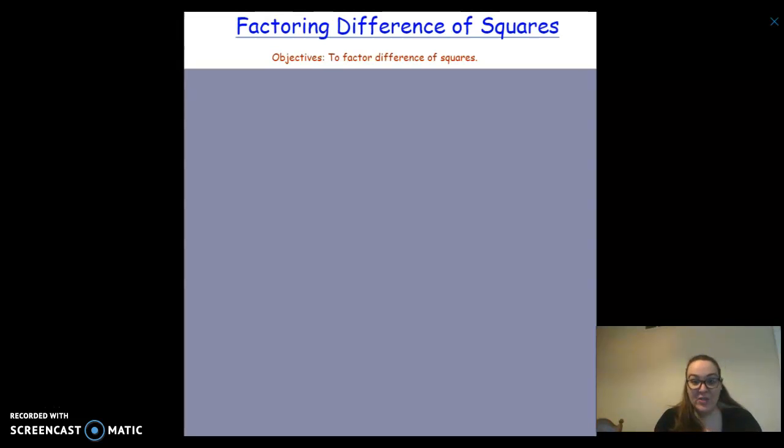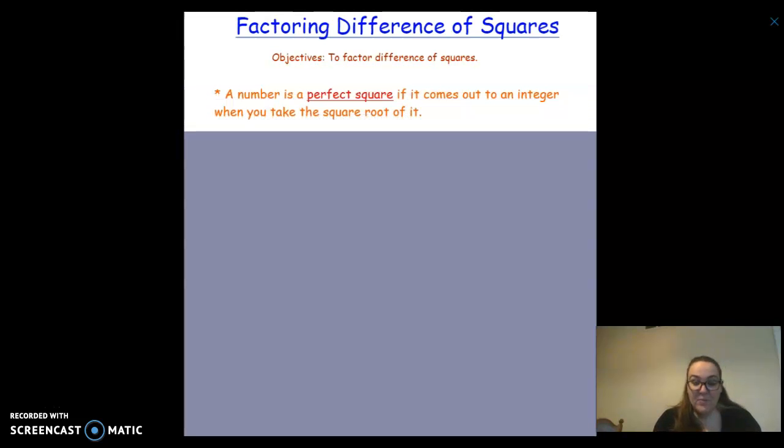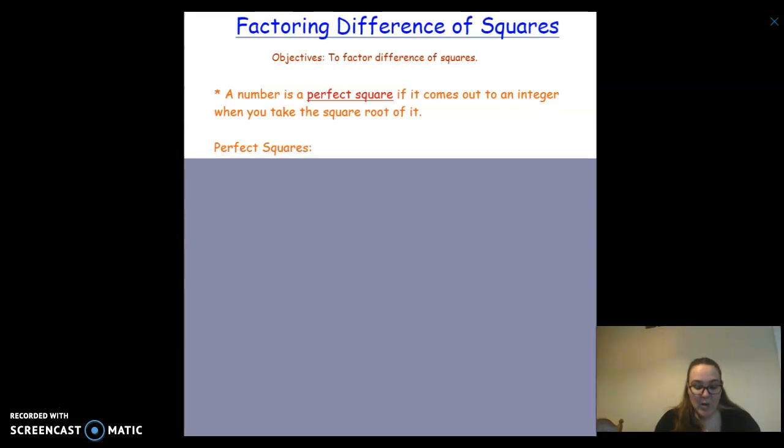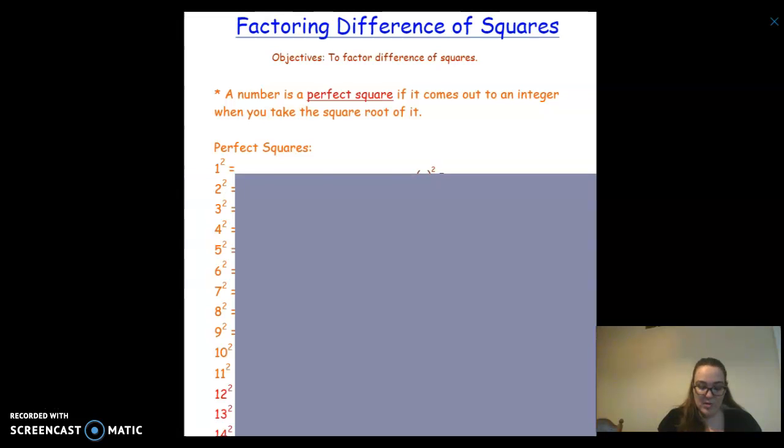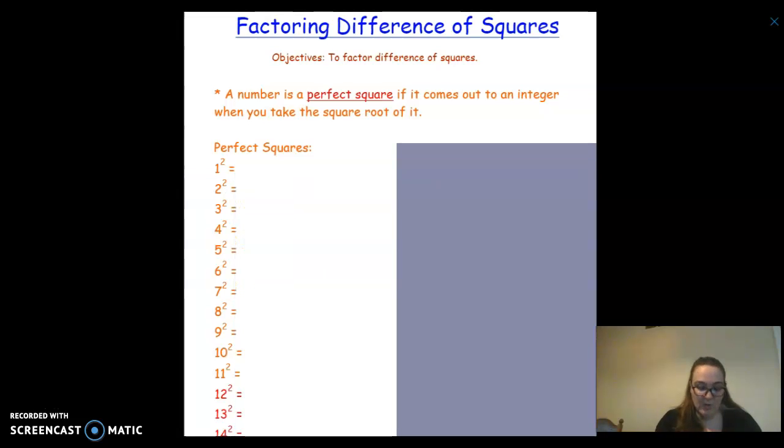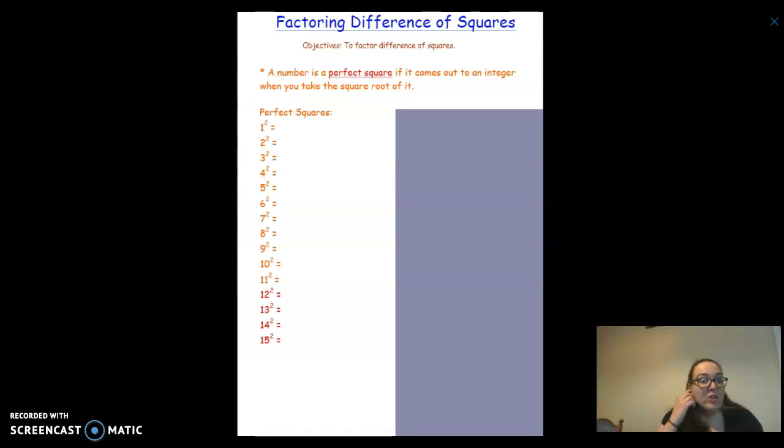So, first off, we are factoring difference of squares. A number is a perfect square if it comes out to an integer when you take the square root of it. So you can check to see if a number is a perfect square by trying to square root it. What I want you to do is list your perfect squares. Now you can't really see them all down there. Let me see if I can get it all the way to 15 for you. There we go. I want you to write out your perfect squares list of 1 to 15.